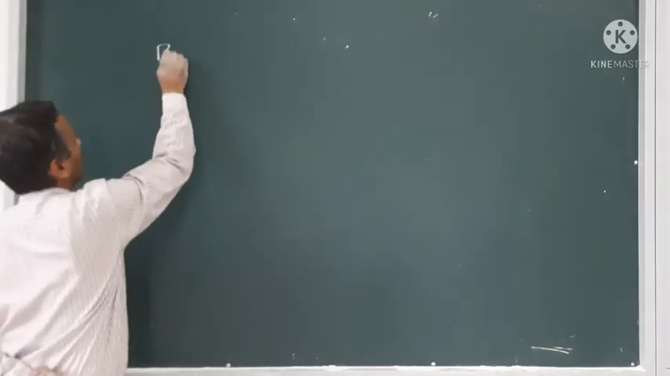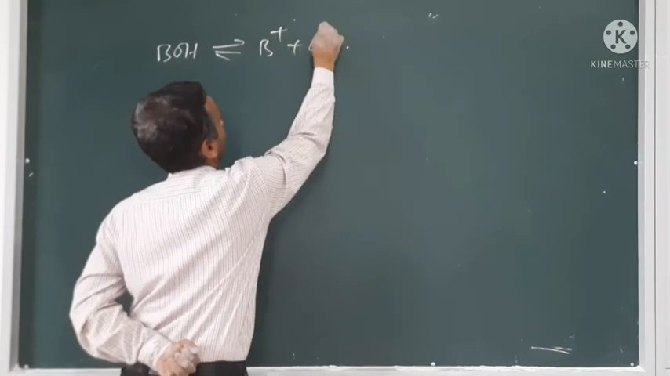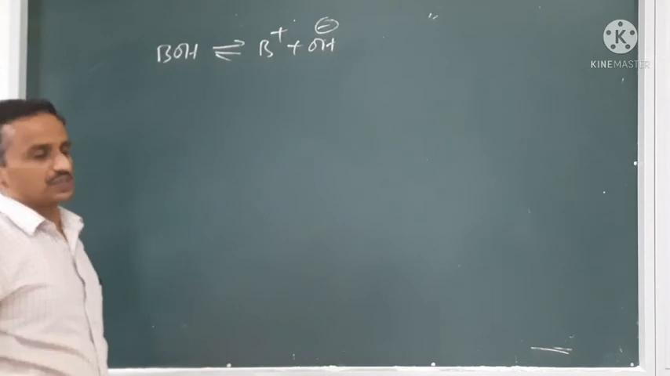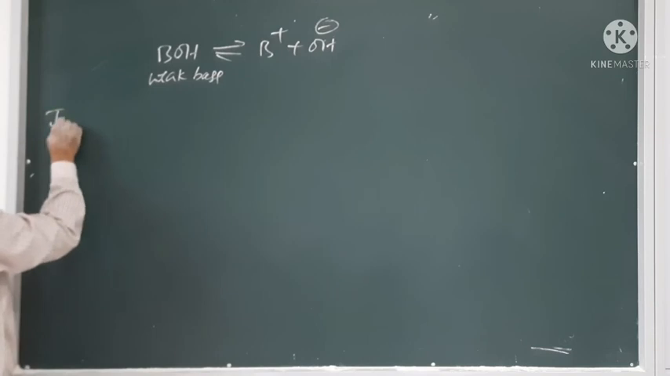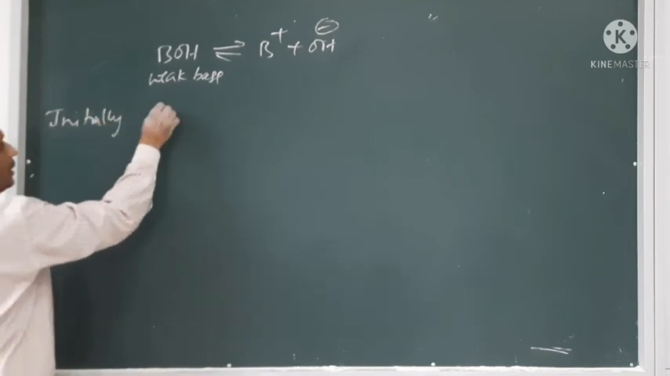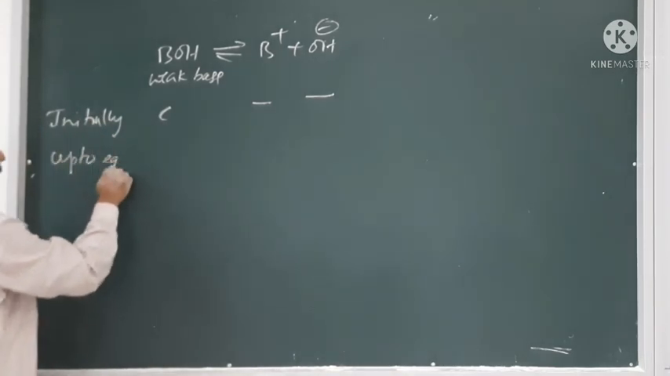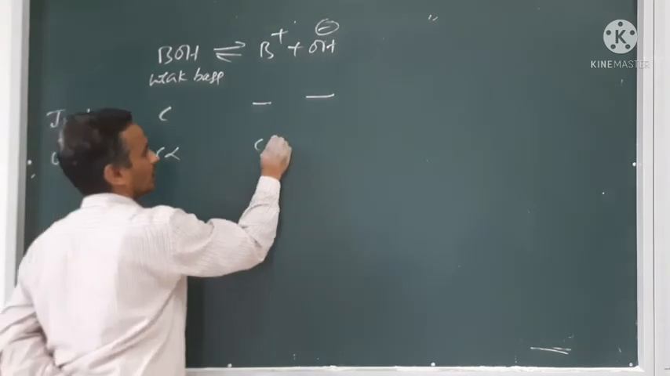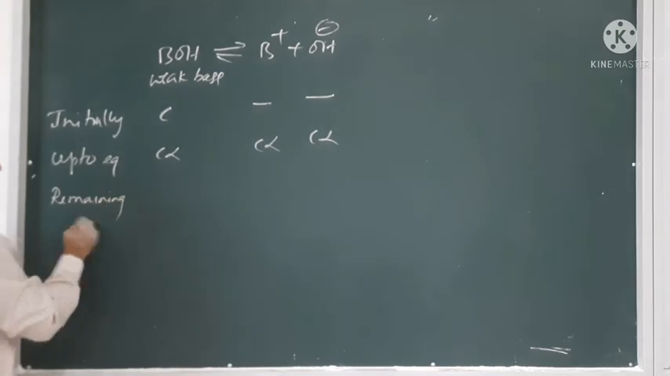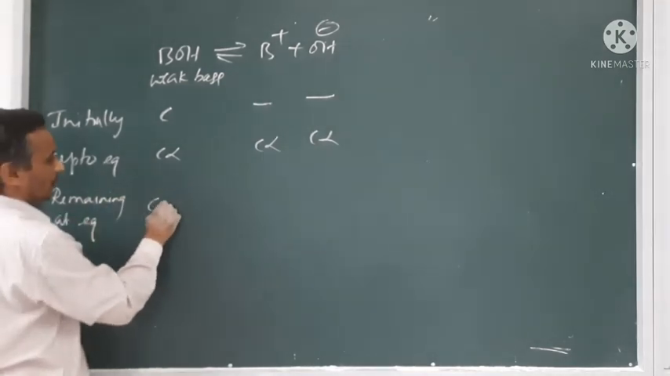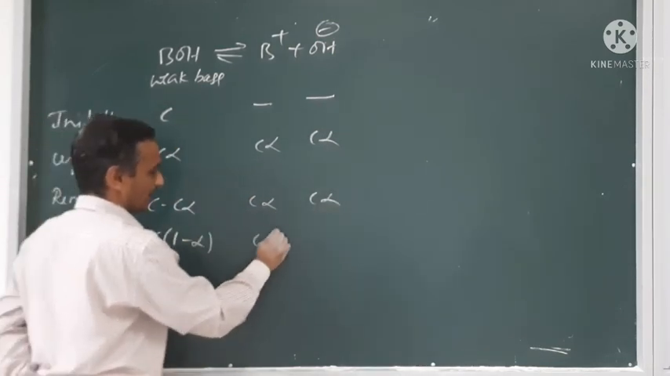Here, BOH is in equilibrium with B plus and OH minus. It's a weak base. Initially, it is C, nothing, nothing. Up to equilibrium, C alpha, C alpha, C alpha. Remaining at equilibrium, C minus C alpha, C alpha, C alpha. It is C into 1 minus alpha, C alpha, C alpha.